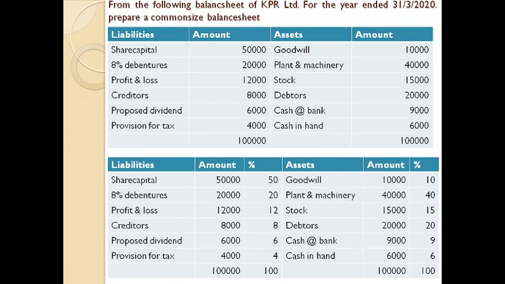Followed by the liability side, you need to deal with the asset side too. First one, goodwill, 10,000. 10,000 divided by 1 lakh, 10%. Plant and machinery, 40,000 divided by 1 lakh, 40%. Same case in stock also, debtors, cash at bank, cash in hand. Whatever items you are given in the question, you need to find the percentage of each individual item with its total on the balance sheet. This is how a common size balance sheet statement is prepared.